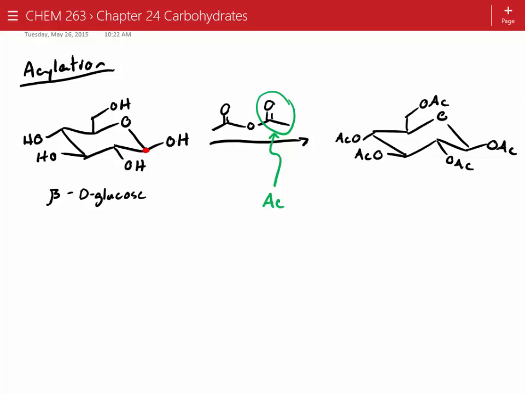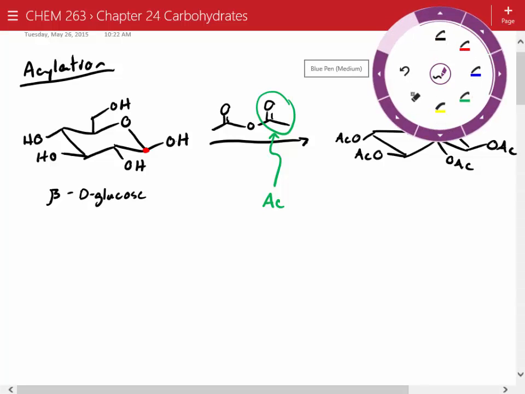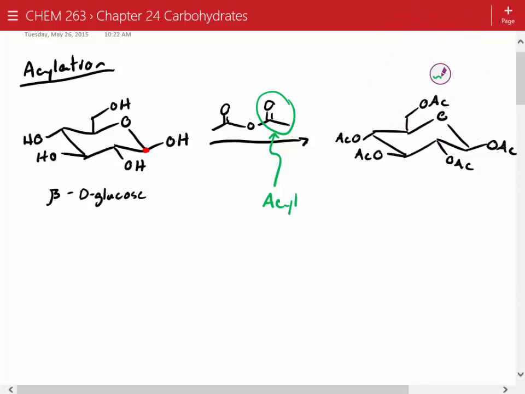Yep. How are they going to draw on the ACS? I'd have to take a look at the ACS workbook. I actually haven't looked at it for the carbohydrate section yet.